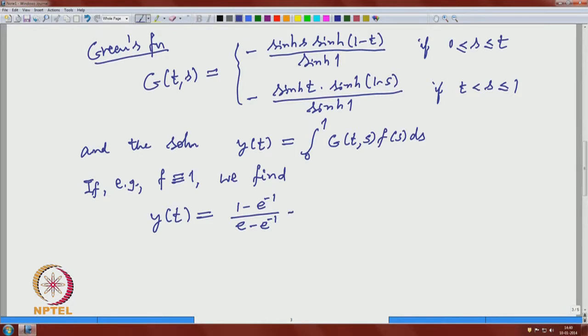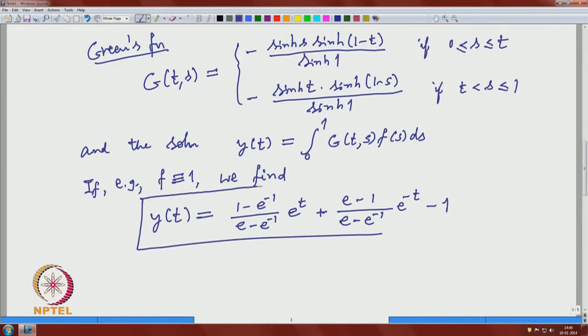So, e to the t plus e minus 1 by e minus 1 e to the minus t, and there is a minus 1. Okay, so you can verify this. This satisfies the equation y double dot minus y equal to 1 with boundary conditions y 0 equal to y 1 equal to 0.